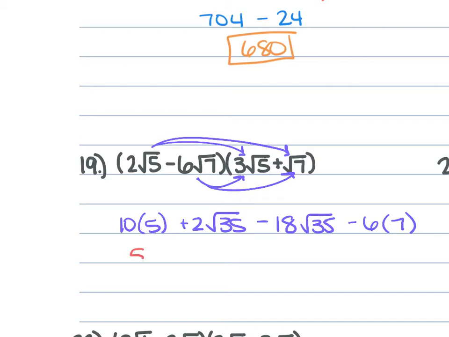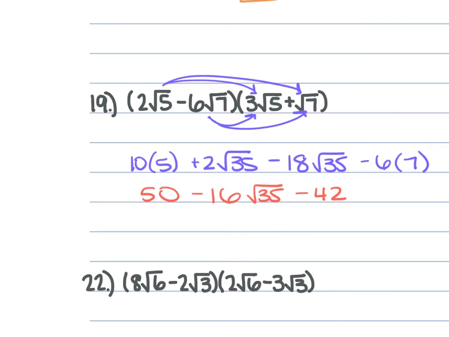10 times 5 is 50. The 2 minus 18 is negative 16. Keep the square root of 35. And then this negative 6 times 7 is 42. So 50 minus 42 is 8 minus 16 square root 35.